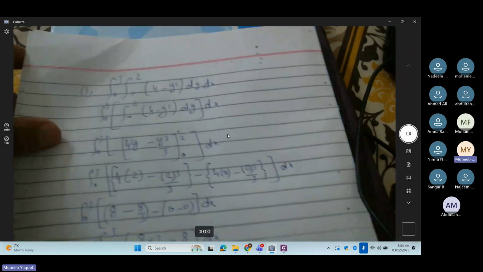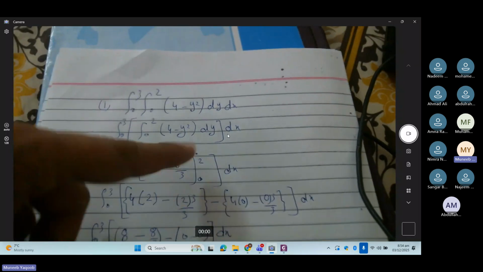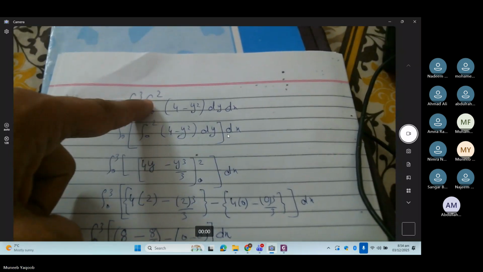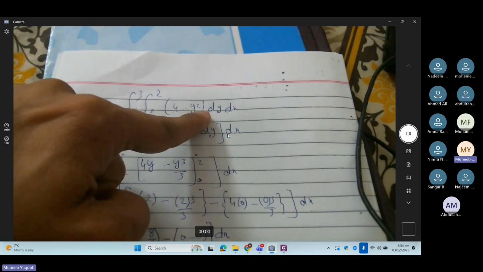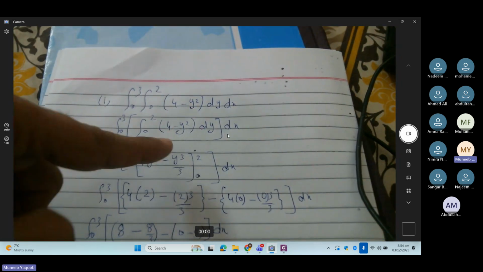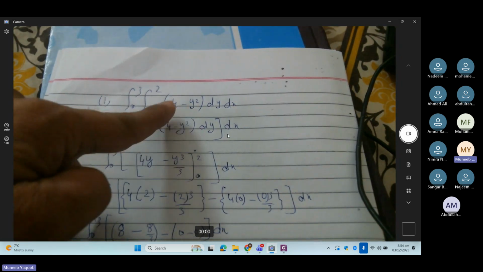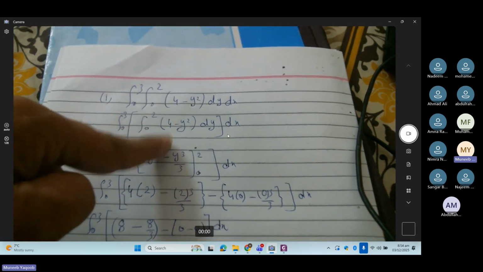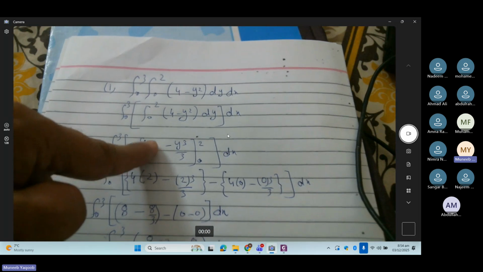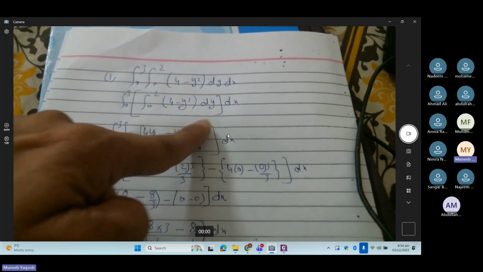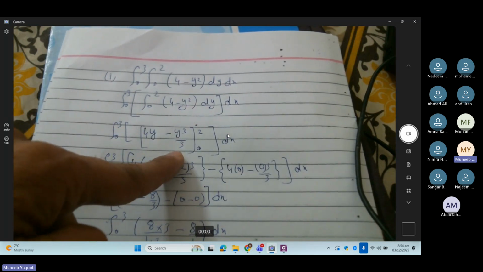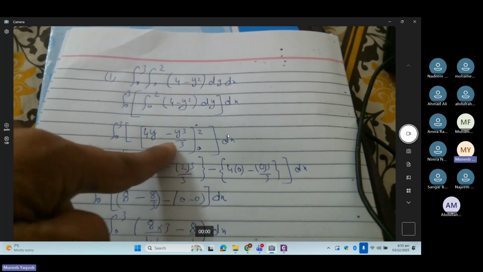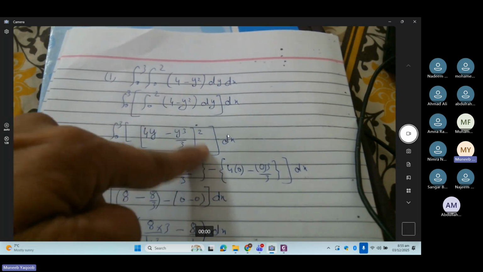So now let us again revise the solution of the first question. So you can see we started from there. Since the inner integral was 0 to 2 dy, so we integrated with respect to y. So integral of 4 with respect to y is 4y, and integral of y square with respect to y is y cube upon 3. Then after performing this inner integration, we applied the limits 0 to 2.